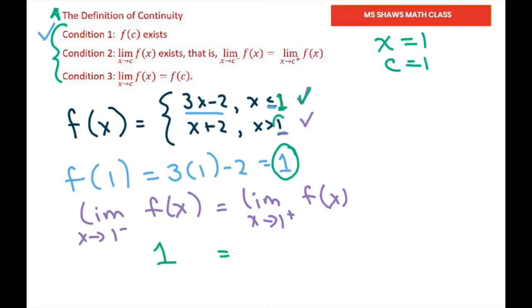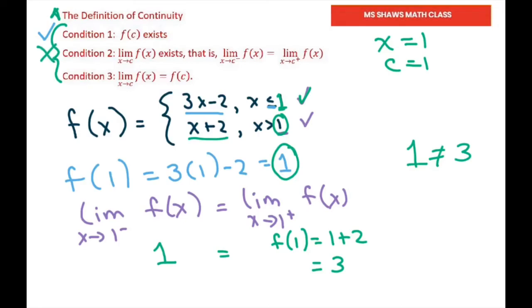From the right, we're going to plug 1 into this equation, and that would be f of 1 equals 1 plus 2. That means that equals 3. Therefore, 1 does not equal 3. That means condition 2 is not satisfied, because these two don't equal. That means this limit does not exist. Therefore, this function is not continuous. It's going to have some discontinuity to it.